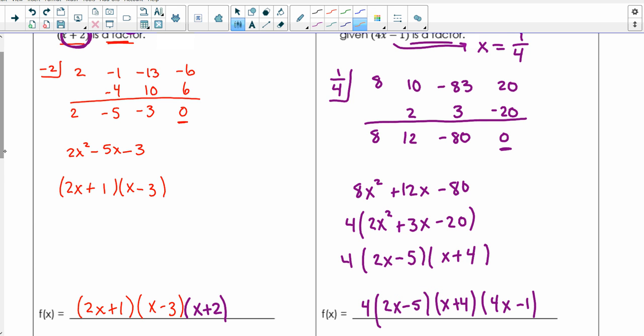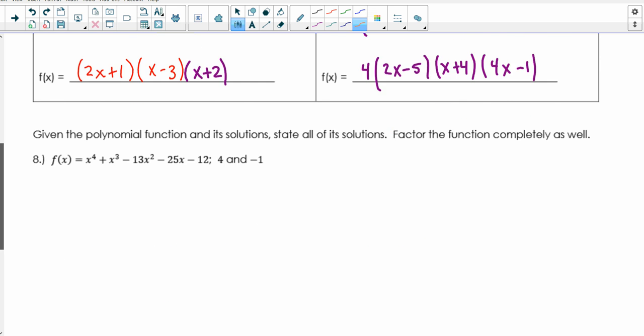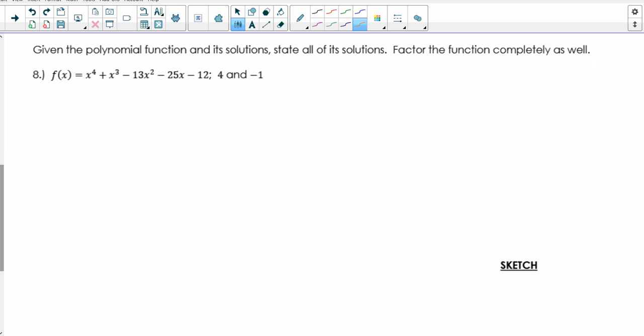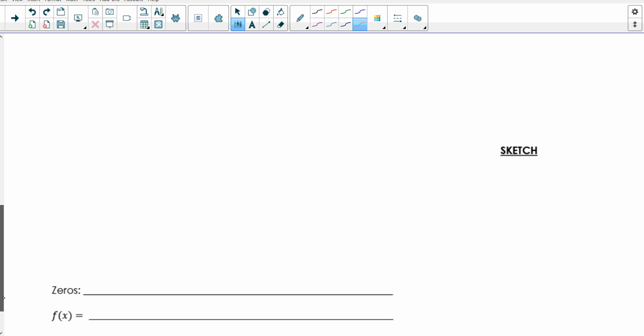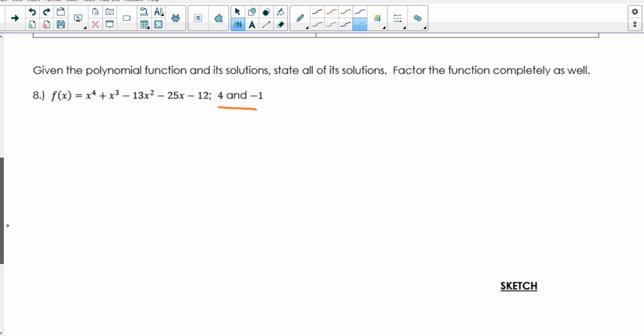Alright, let's try one last problem. It's kind of a bigger problem. In this problem, you're given 2 solutions, which means we can use synthetic division twice. And we're going to write it in factored form, identify the zeros, and draw a sketch. So now we're bringing in even more.